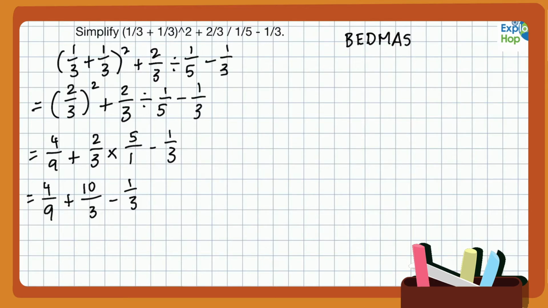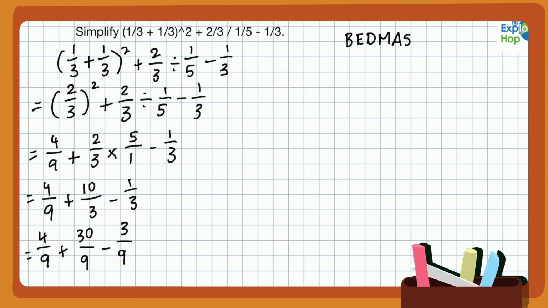And the next step is to multiply all of these fractions by a factor so that they all have the same denominator. And we would need to multiply the second and the third fraction by 3, the numerator and the denominator, so all the fractions have a denominator of 9. So that gives us 4/9 plus 30/9 minus 3/9.